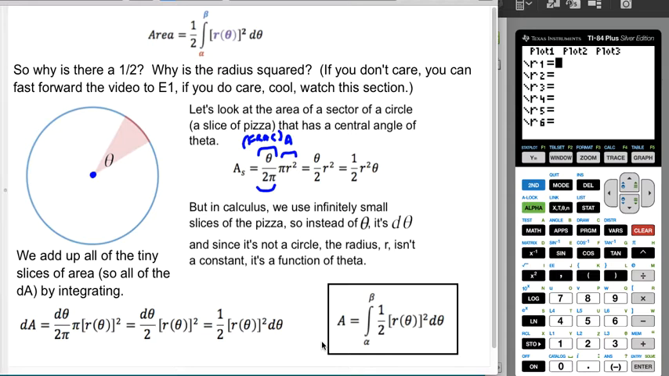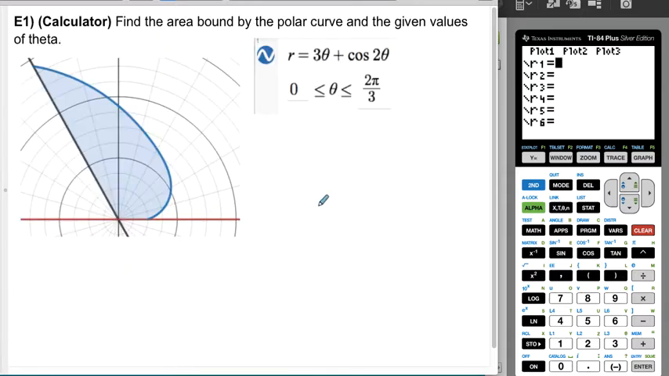Well, if I want the area of the entire thing, I'm going to add up all the tiny little slices, which we call integration, and then there's your formula with the 1/2 r squared of theta. And that's it. So let's go ahead and walk through this.